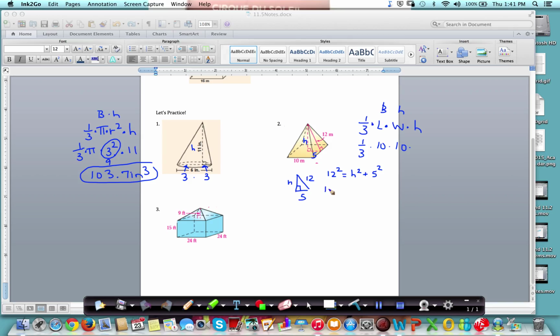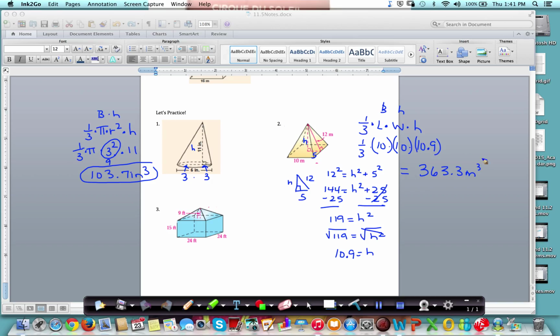12 times 12, 144 equals h squared plus 25. To get the h squared by itself, I subtract a 25 from both sides. And on this side, I have 119 equals h squared, and then I have to square root both sides. That will undo the h squared and get h all by itself, and the square root of 119 is roughly 10.9. So then I plug in my 10.9. So I have 10.9 times 10 times 10 times 1/3. So my answer for number 2 is 363.3 meters cubed.